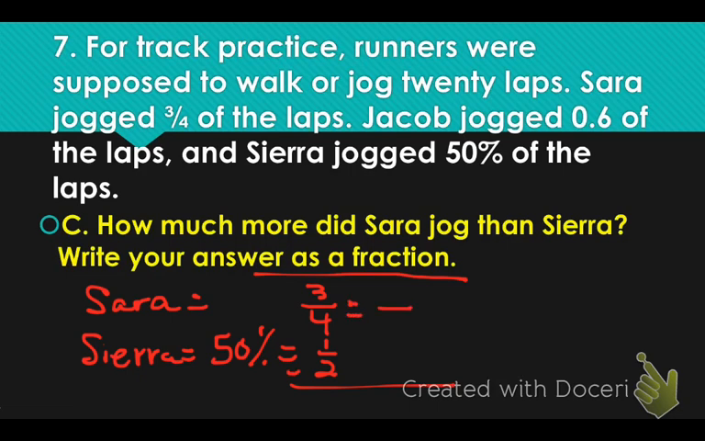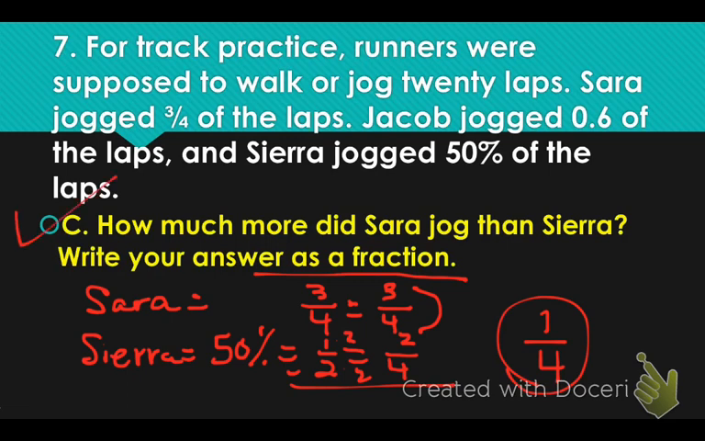We have to get a common denominator. Sorry, common denominator is going to be 4. That's times 2. Times 2 is 2. And so 3 minus 2 is 1. And our common denominator stays the same. So Sarah jogged 1/4 more than Sierra. If you got 1/4, check mark.